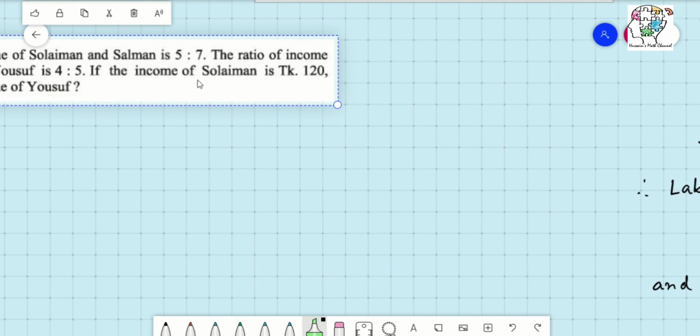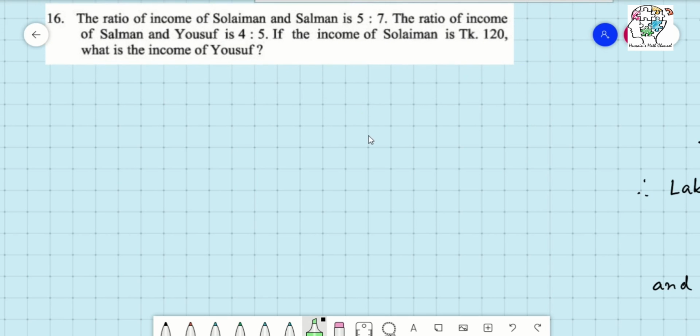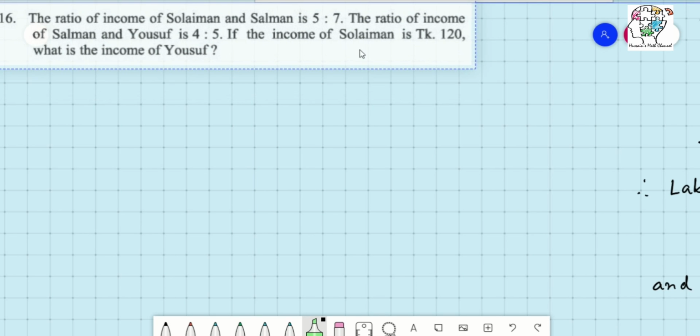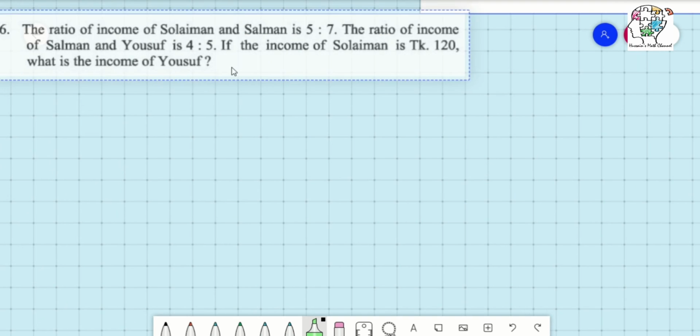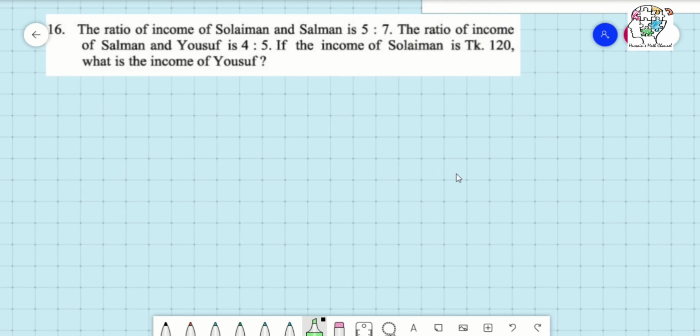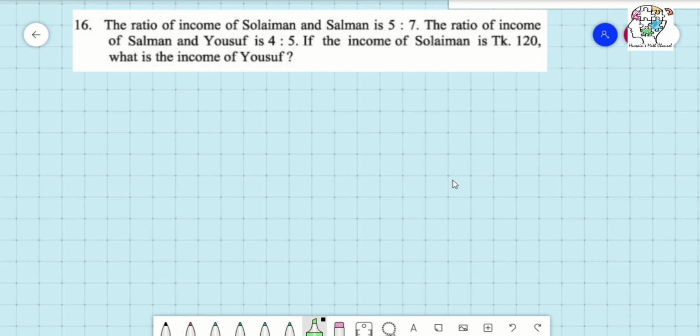So you can see the question on the screen. Question number 16 asks, this is actually a similar kind of problem that we have already done from this money, just now we have already done problem number 9, which is pretty similar to number 16. The ratio of income of Sulaiman and Salman is 5:7, and the ratio of income of Salman and Yusuf is 4:5. If the income of Sulaiman is 120, what is the income of Yusuf?